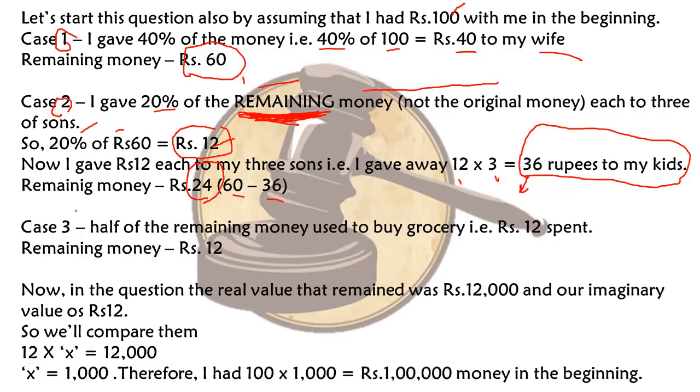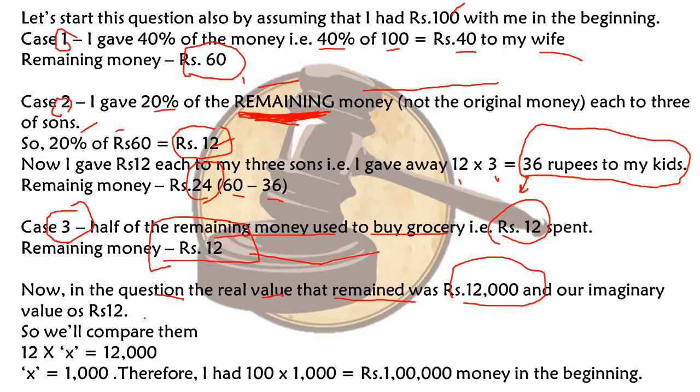Now case 3 is basically saying that half of the remaining money was used to buy grocery. Half of 24 is 12. So rupees 12 was spent on buying grocery. So the remaining money would be rupees 12. Now this is our answer, but an imaginary answer. Now in the question, the real value that remained with me was rupees 12,000 and our imaginary value is rupees 12.